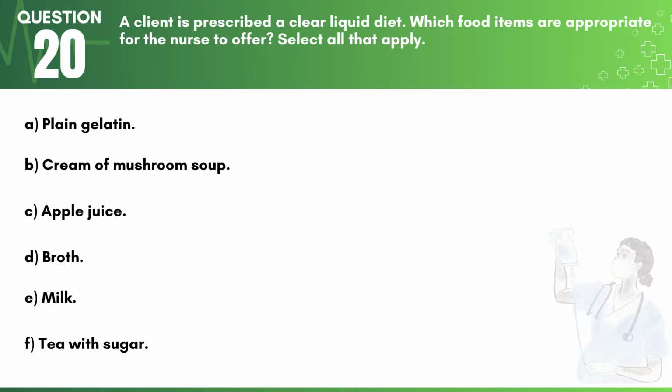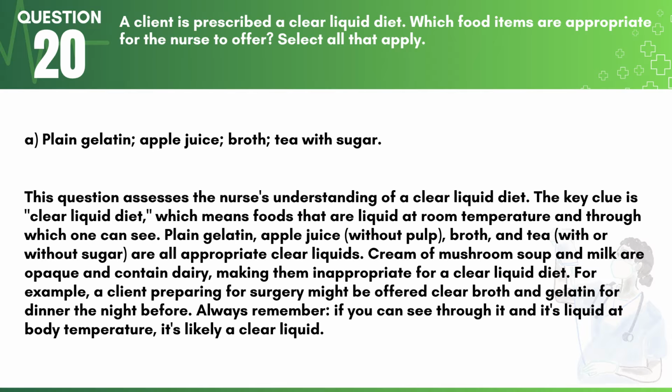Question 20. A client is prescribed a clear liquid diet. Which food items are appropriate for the nurse to offer? Select all that apply. A. Plain gelatin. B. Cream of mushroom soup. C. Apple juice. D. Broth. E. Milk. F. Tea with sugar. Answer. Plain gelatin, apple juice, broth, tea with sugar.